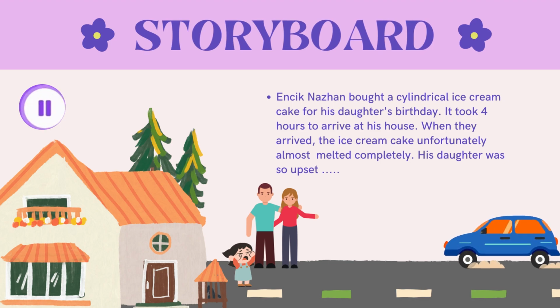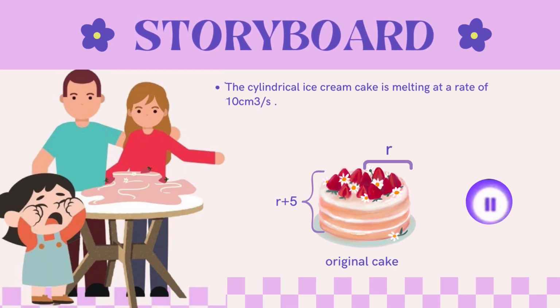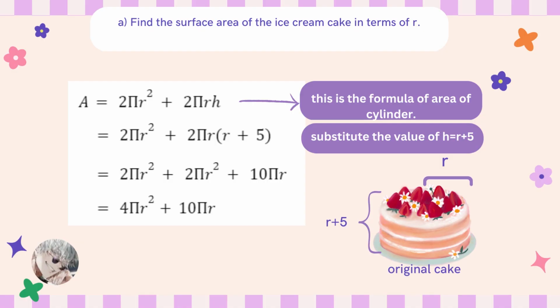Encik Nazhan bought a cylindrical ice cream cake for his daughter's birthday. It took 4 hours to arrive at his house. When they arrived, the ice cream cake unfortunately almost melted completely. His daughter was so upset. The cylindrical ice cream cake is said to be melting at a rate of 10 centimeter cube per second.